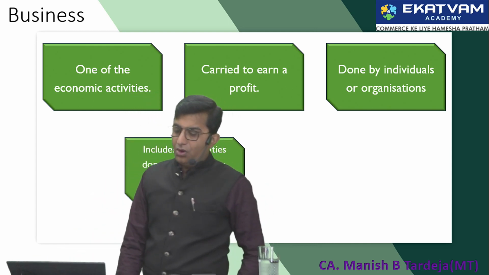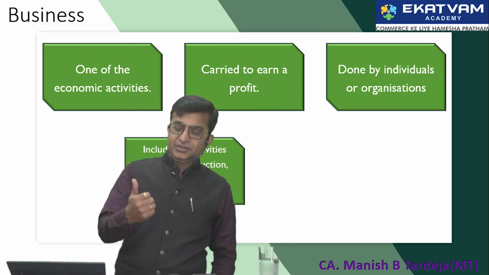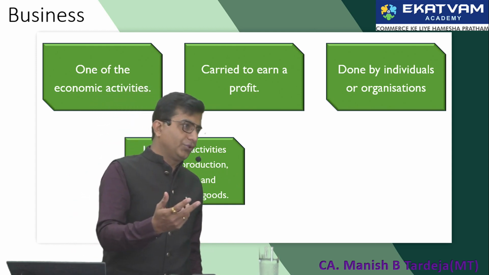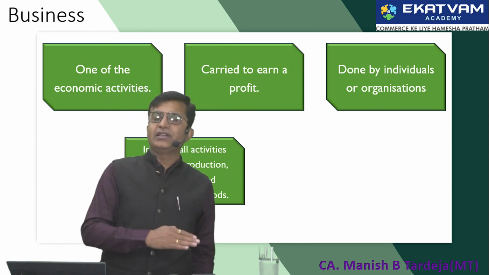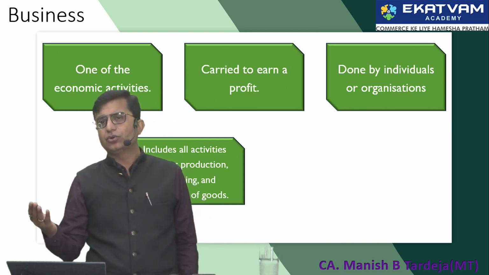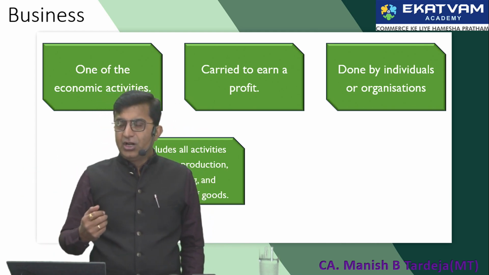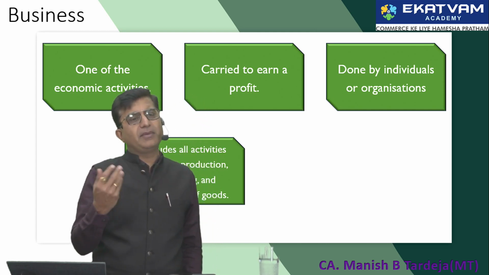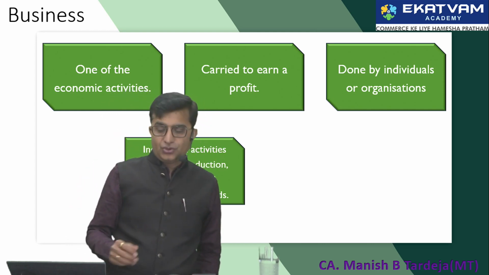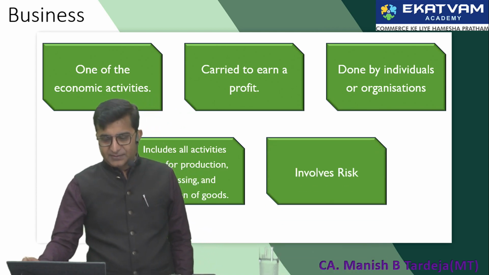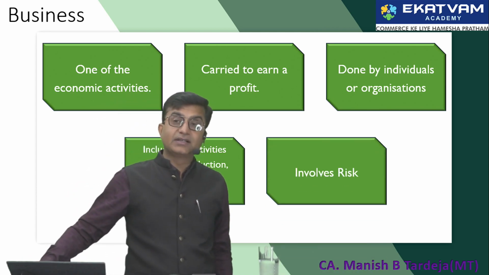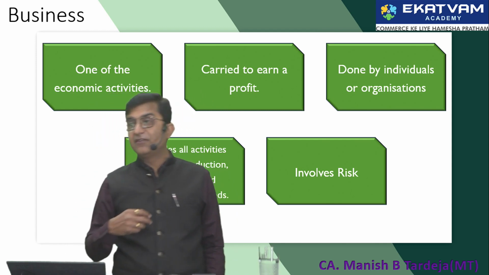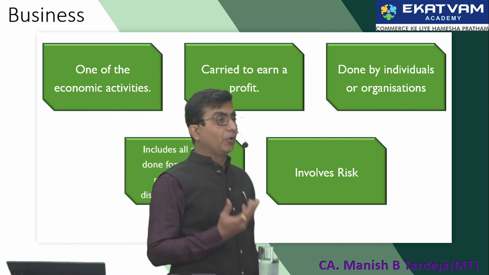It includes all activities done for production, processing and distribution of goods. आप raw material लेके उसमें से finished goods बना दो, finished goods market में बेचो. आप कोई particular agri produce करो, वो goods आप जाके market में बेच दो. That is nothing but your business activities. It involves risk. कौन से रिस्क? देयर कैन बी अ बिजनेस रिस्क, फाइनेंशियल रिस्क, जियोपॉलिटिकल रिस्क.